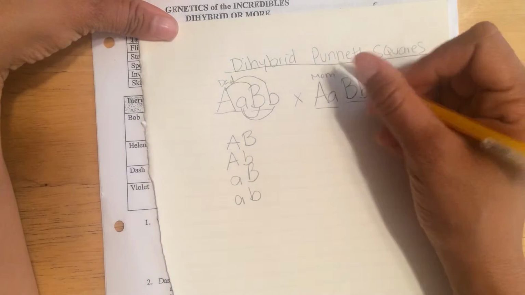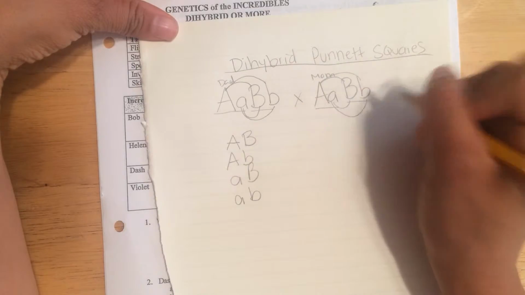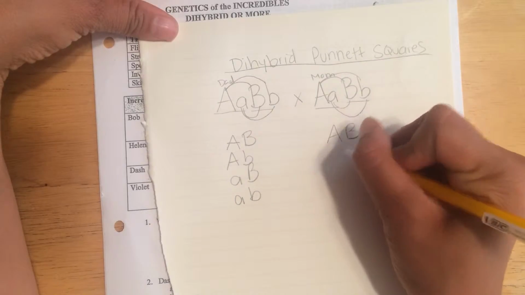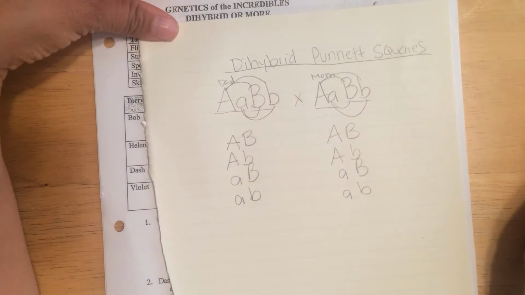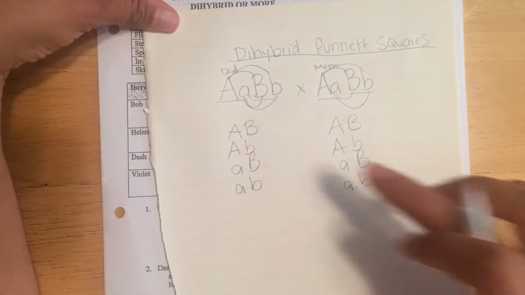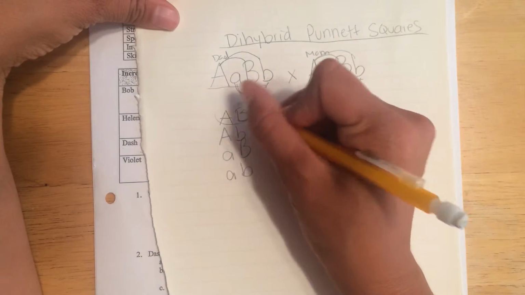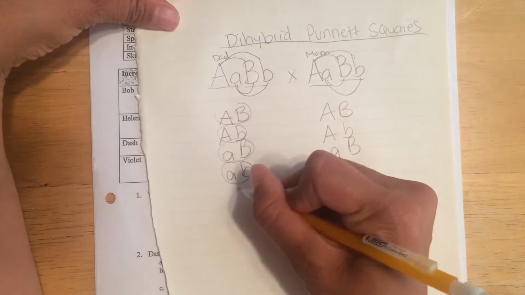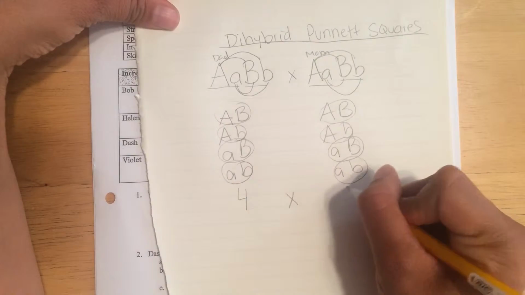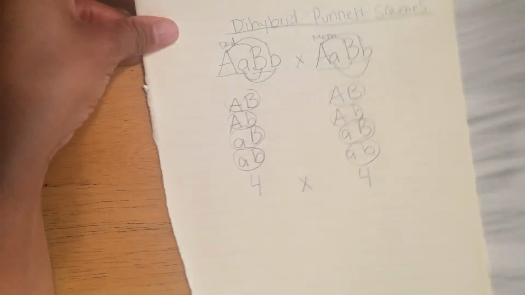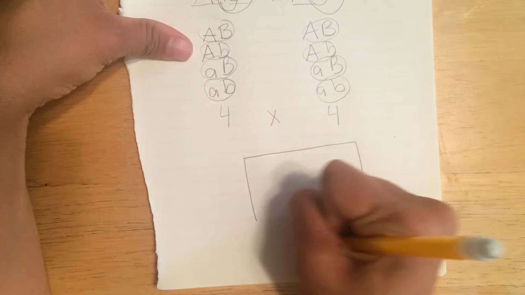And so then you do that for the mom. Big A big B, big A little b, little a big B, little a little b. So you go ahead and write those out. Then you want to see how many different combinations there are. So I have 1, 2, 3, and 4. So this is going to be 4, and I have the same amount on the other side. So this will be a 4 by 4 Punnett square.